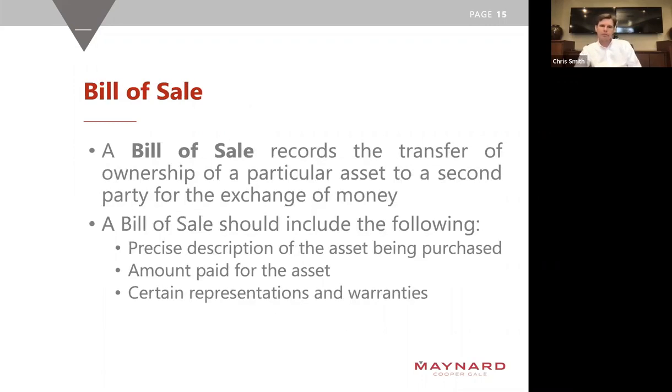Another common document is a bill of sale, which records the transfer of ownership of a particular asset to a second party in exchange for money. Some of the blocking and tackling terms that should be there are a precise description of the asset being purchased, the amount paid for the asset, and then certain representations and warranties. We'll talk again in just a minute about what representations and warranties are, because they are a very critical part of any contract.